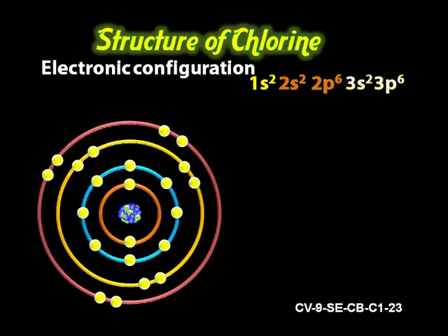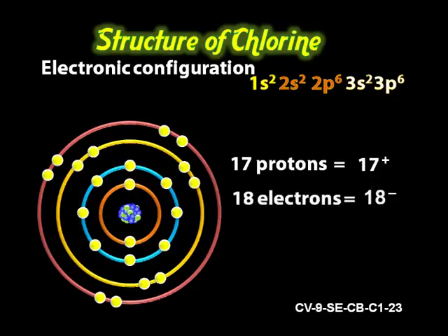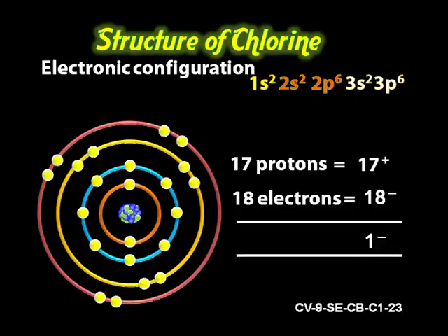When chlorine gains an electron, there is no balance in the number of electrons and number of protons. That is, there are 17 protons and 18 electrons, so it has an excess charge of -1, and thus chlorine becomes electronegative by gaining an electron.